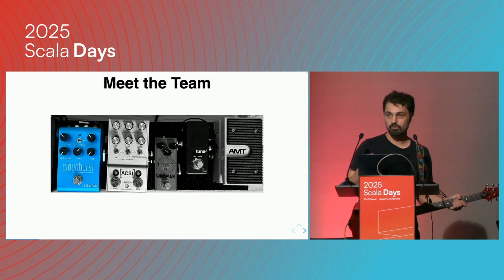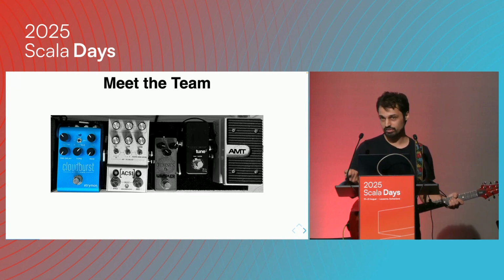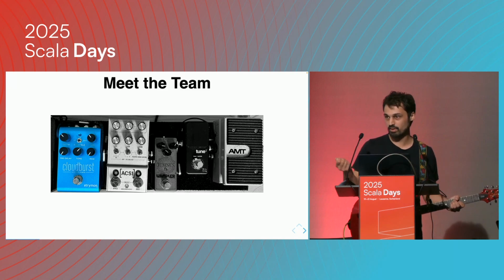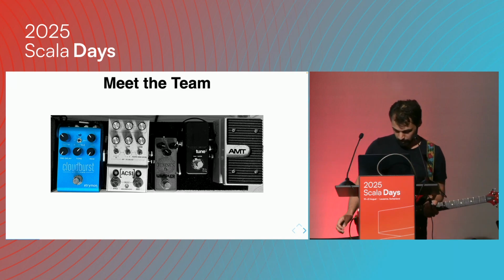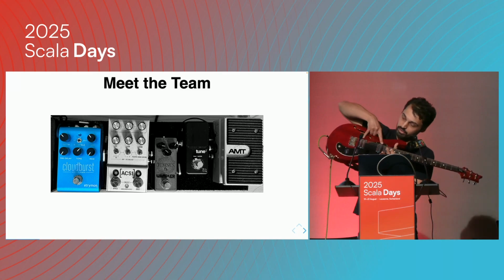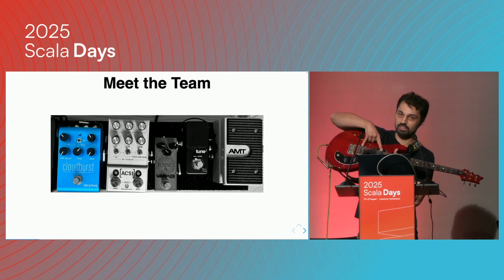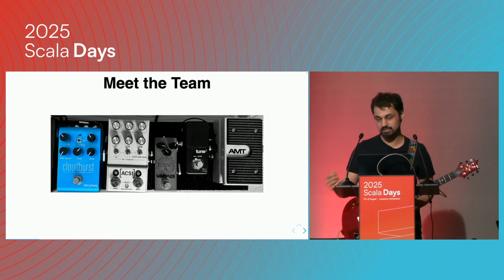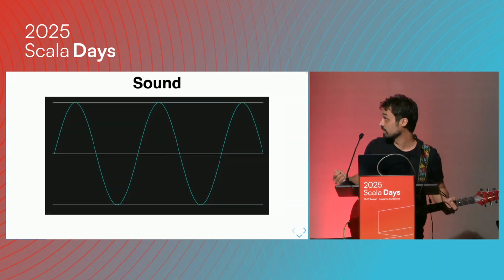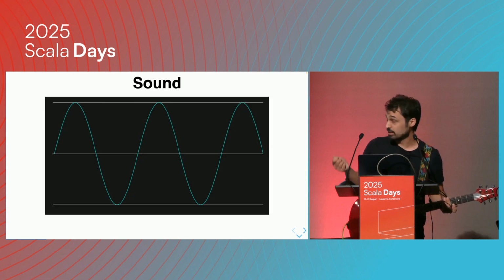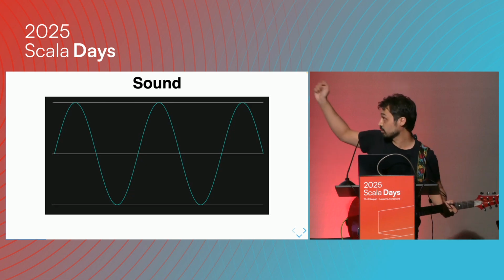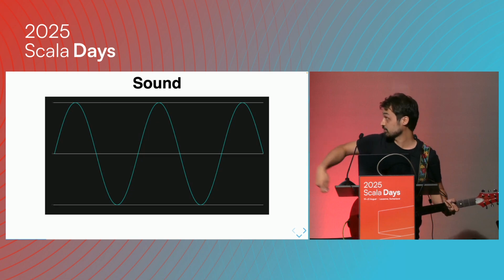You may remember from school physics that sound is just vibrations in the air. My guitar here has these two things called pickups, which take those vibrations in the air and turn them into electrical current. Here's a simplified version of what that looks like. It's an alternating current because it fluctuates as the strings vibrate.